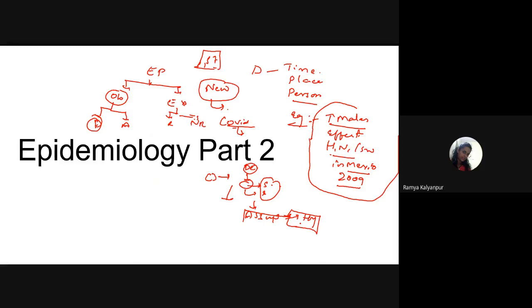So in descriptive epidemiology, hypothesis generation happens. At the end, we study any particular new disease not known to us in terms of time, place, and person. Then we put these three things together and create one statement, and that statement is called a hypothesis. Now this hypothesis which is created has to be tested.